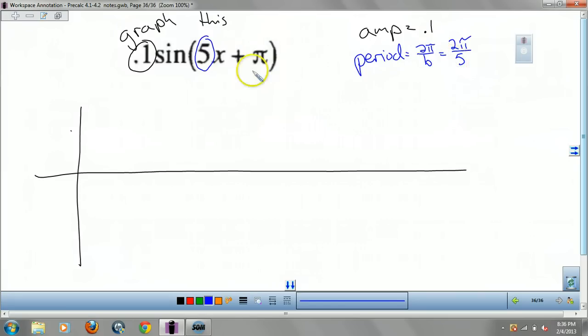Okay. Now the tough one. This plus pi over here. So tricky, so tricky. Okay. Here's what I do. I usually start at 0, 0, right? I usually start at 0, 0. But I have to shift pi units to the left. So I'm actually going to start at negative pi. Okay?